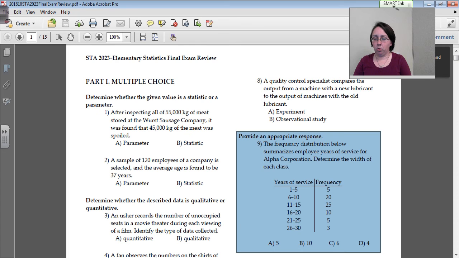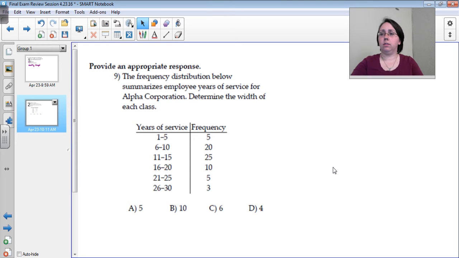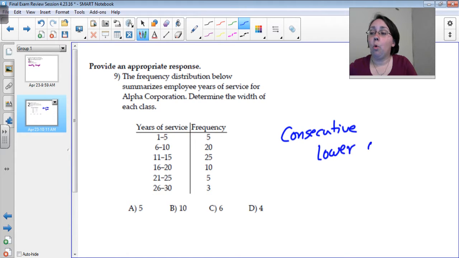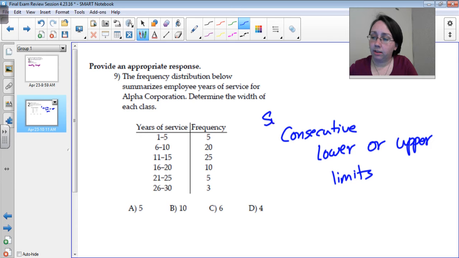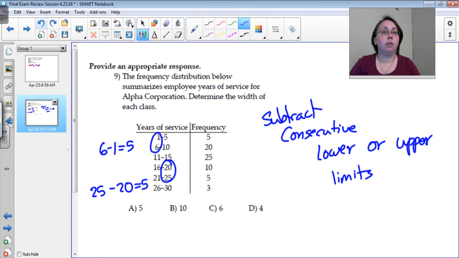All right, so number 9, determine the width of each class. Does anybody remember how you determine the width of a class? You subtract, like the 1 from the 6. You choose consecutive lower, or even the upper limits work. So we need to subtract these. So 1 and 6, if you subtract those, you get 5. If you do 20 and 25, no matter which consecutive limits you use, you will always get the same width. Okay?